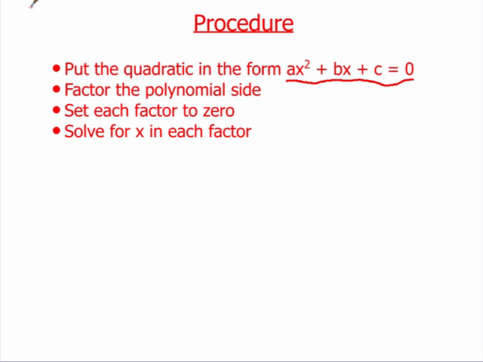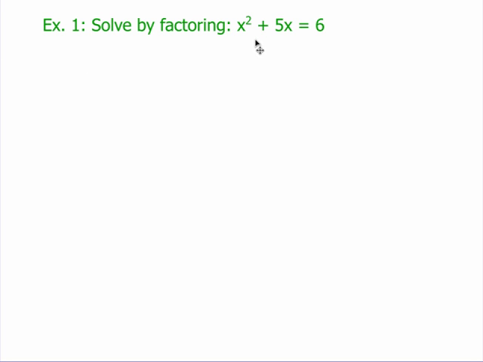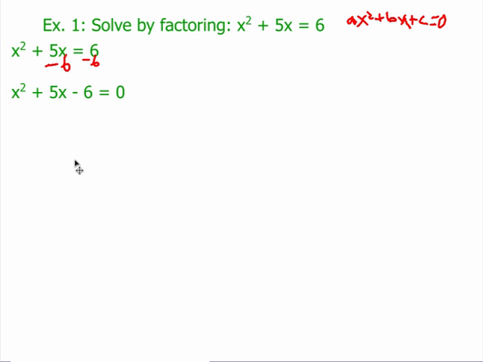So let's take a look at some examples. Here is example number 1. Solve by factoring. I've got x squared plus 5x equals 6. So my first step to be able to do this is I need to put this in the form ax squared plus bx plus c equals 0. In this case, it's not there yet because I have this 6 over on the side, so an easy way to get around that is just to subtract 6 on both sides. And I end up with x squared plus 5x minus 6 equals 0.